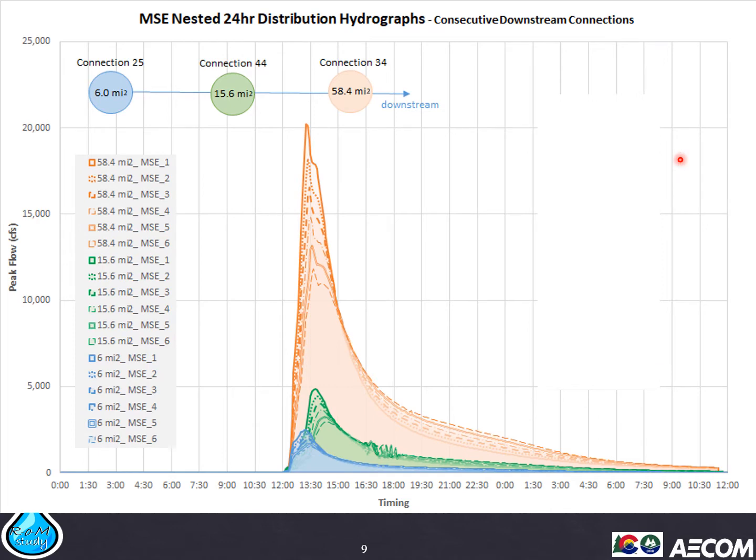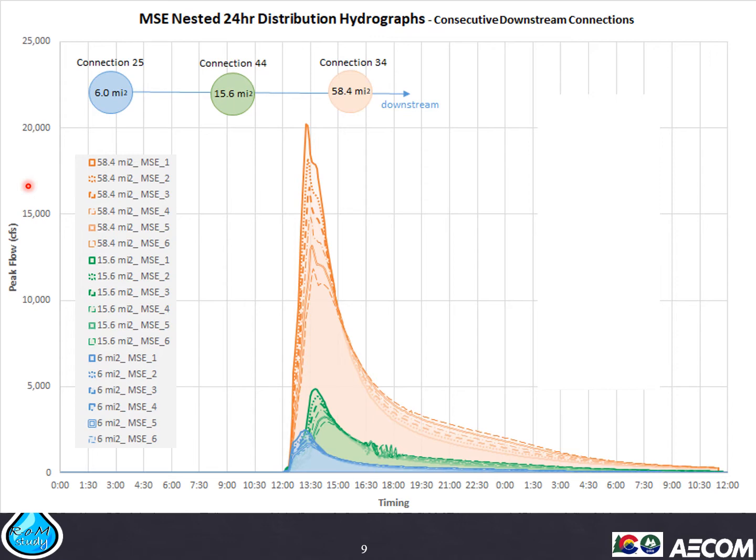Now, a few different observations looking at the nested hyetograph here. We see that the peak discharges increase and the hydrographs lengthen as the drainage area increases, and that the timing of the peak observed in the larger drainage area is later than those in the smaller, which is expected. So you see the peak happen earlier in the smallest, a little bit later in the middle, and then a little bit later in the larger one.